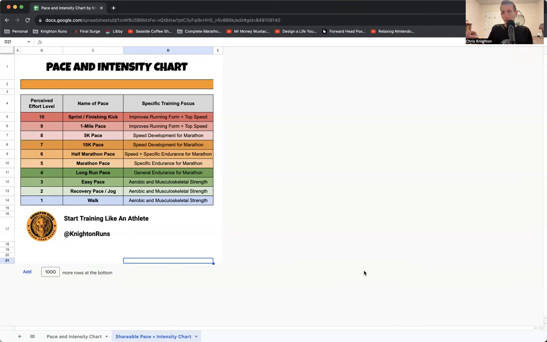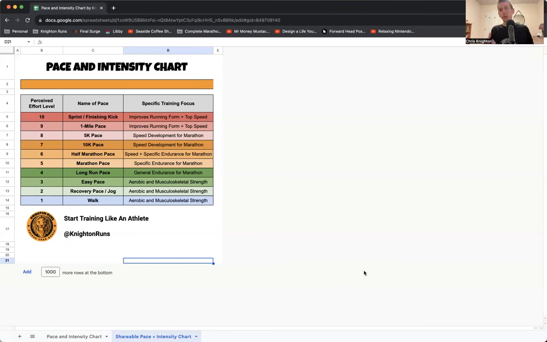So 4 out of 10 or 5 out of 10 effort, this would be like long run pace or marathon pace. This is all about developing endurance for the marathon. Training specifically at marathon pace will build specific endurance for the marathon. It's going to teach your body how to run that pace specifically.